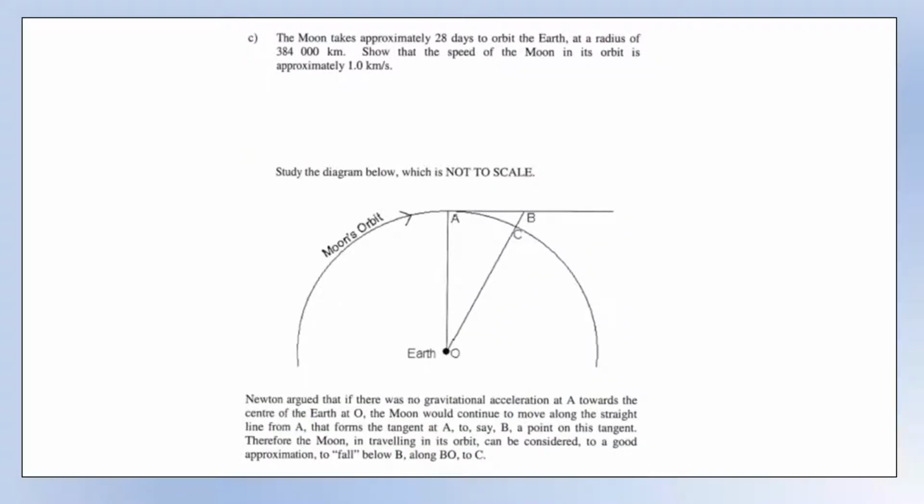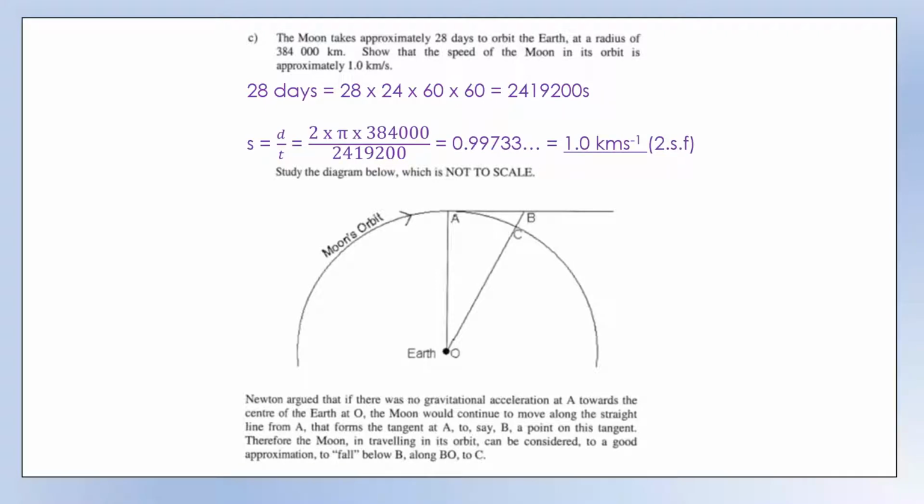Okay, so the moon takes approximately 28 days to orbit the Earth at a radius of 384,000 kilometers. Show that the speed of the moon in its orbit is approximately 1 kilometer per second. Okay, so first of all I'm going to convert 28 days into seconds, and then the distance it travels is going to be the circumference, so 2 pi times r, and that gives us our speed in kilometers per second there.